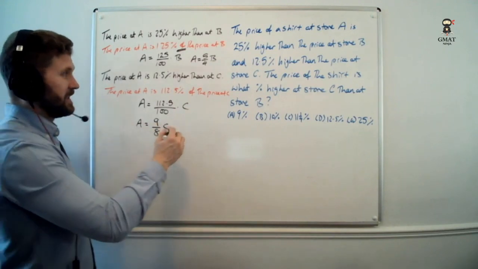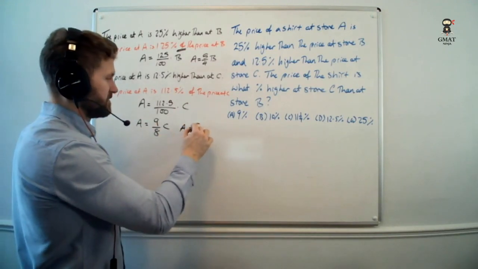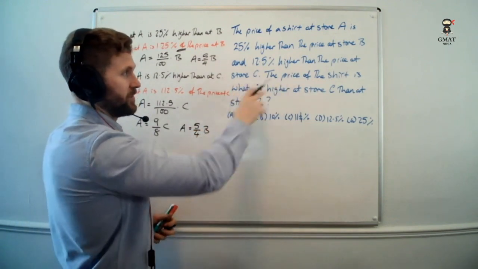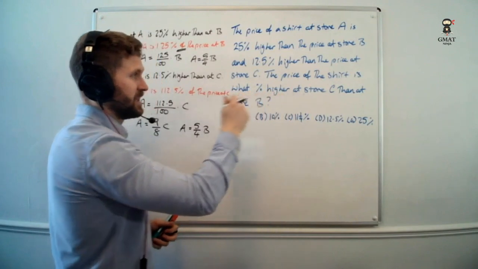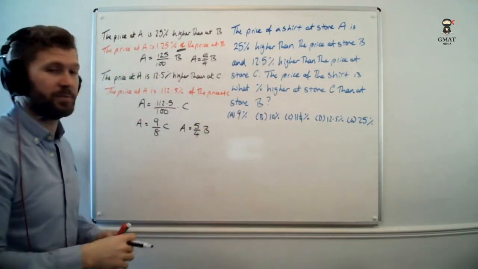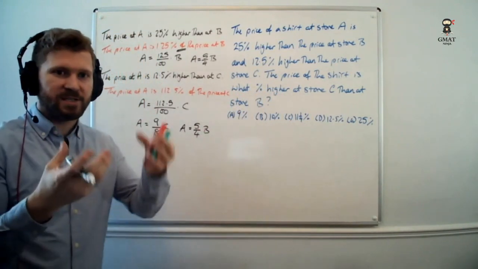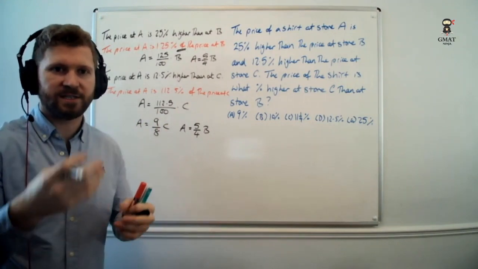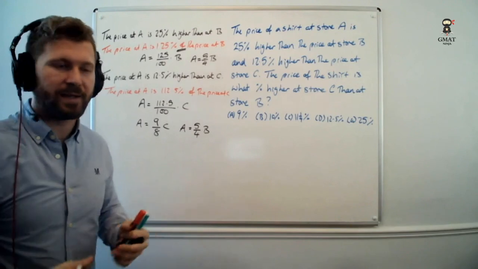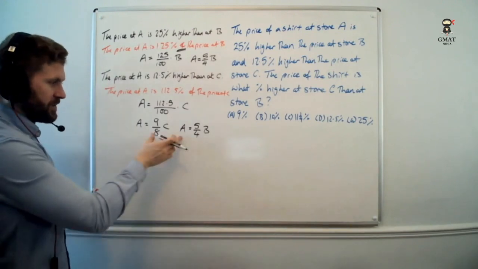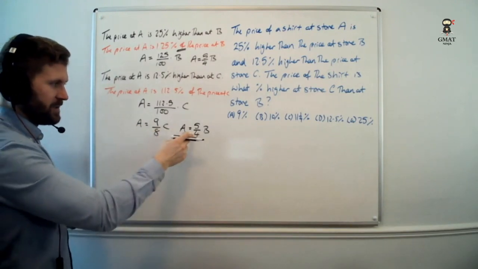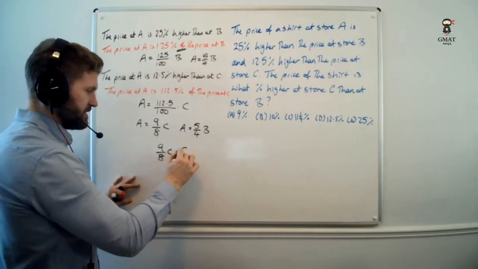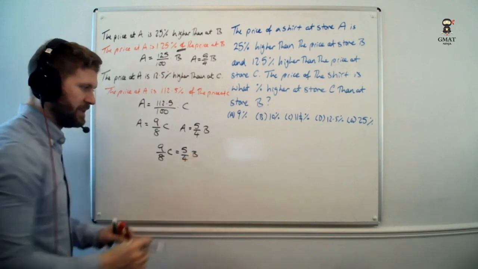So we know that A is 9/8 of C, and we know that A is 5/4 of B, and I want some relationship. So the question now, the price of the shirt is what percentage higher at store C than at store B? So I'm going to want to get C and B into a single equation with no A in there, and then I want to get C equals something, and that'll give me something to work with. So I've got two equations here. I've got A equals something and A equals something. So I can push these two bits together and say 9/8 of C is equal to 5/4 of B.